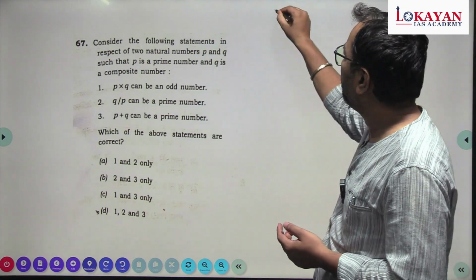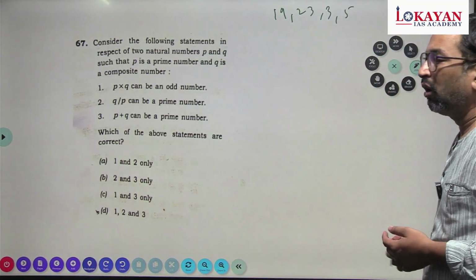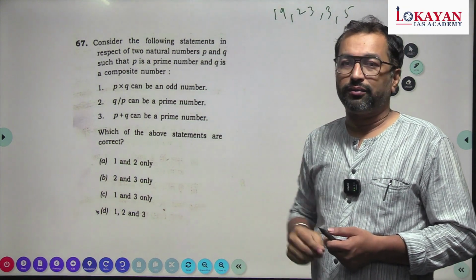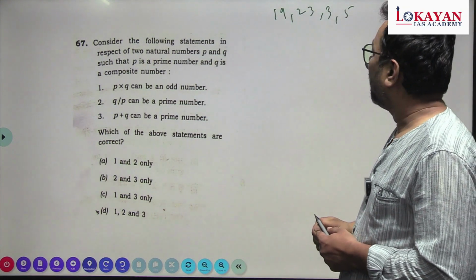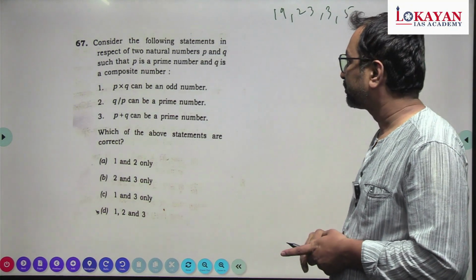So what are the examples? 19, 23, 3, 5. These are all prime numbers. Prime numbers have HCF as 1. Other than 1 and that number itself, it cannot be divided by any other number.